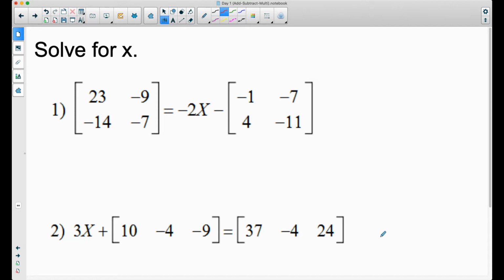Okay, so for this particular one, we're going to treat it as if we're in Algebra 1 again. That big X is a matrix, okay? We are going to find the matrix that fits into this equation. So we're going to treat it as though we're still in Algebra 1. So go ahead and write that down.